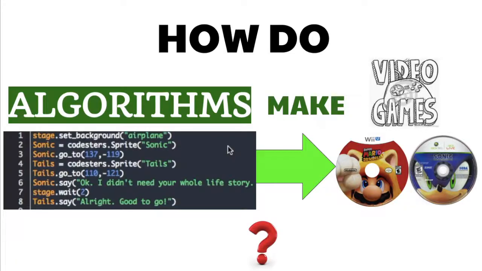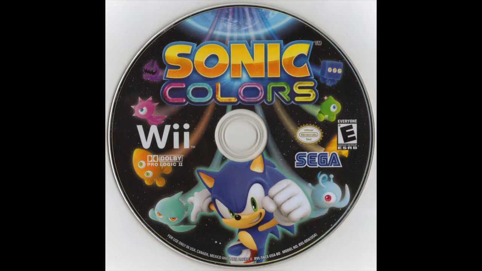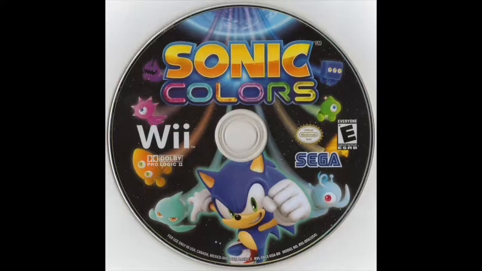Algorithms. Let's see how a video game maker builds a game and then puts it in the store for you to buy. My job is to make video games. I'm making a Sonic game. I'm gonna build algorithms, steps in order, on my computer to make this new Sonic game.